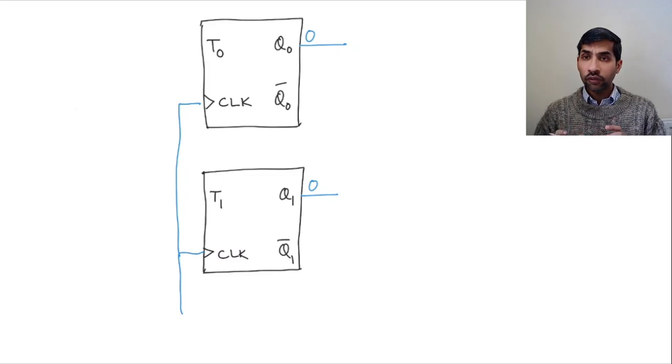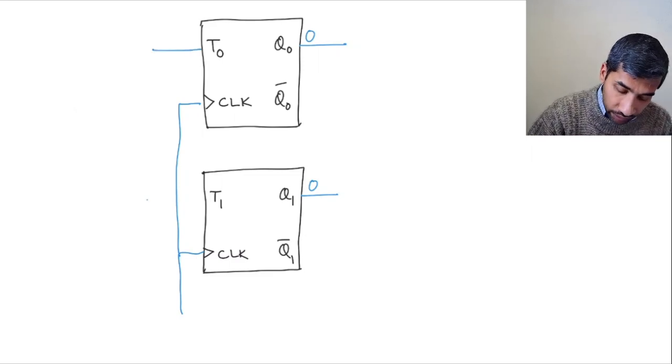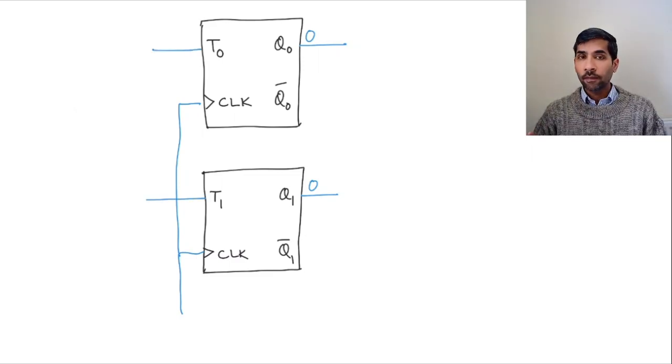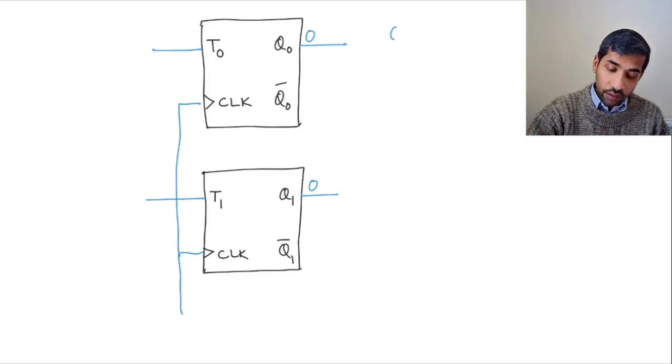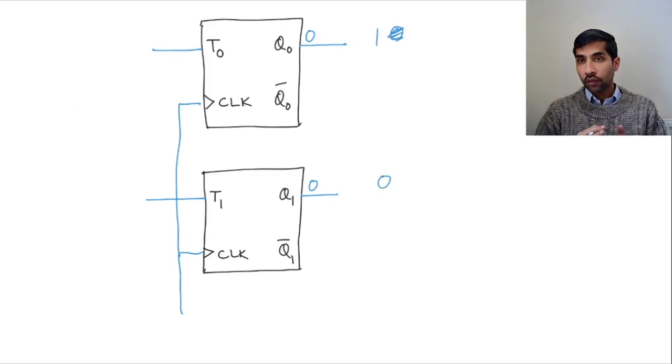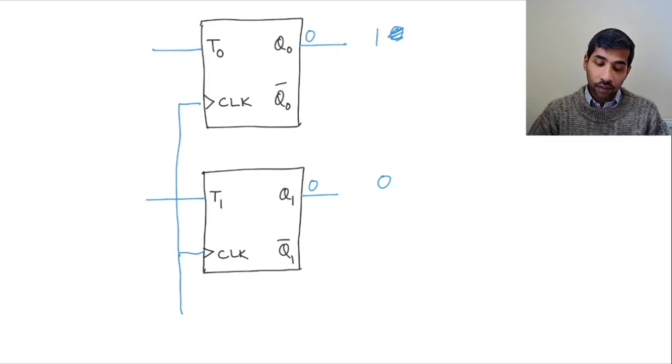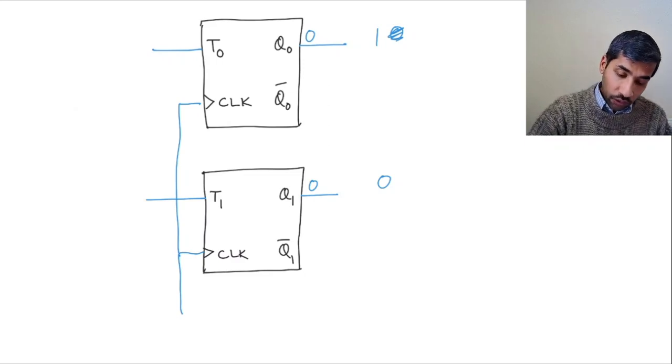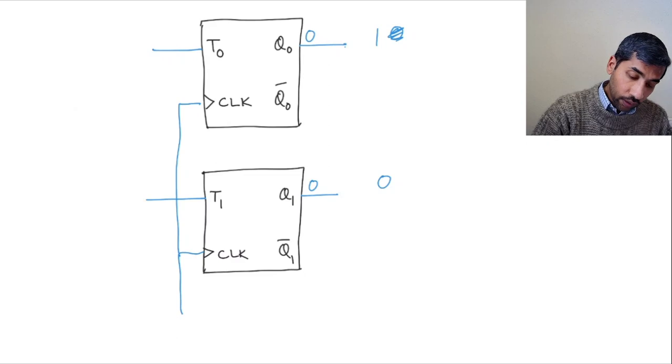You want to use Q0 and Q1 to produce inputs T0 and T1 in such a way that when the next clock comes, your Q0 and Q1 change to 0, 1, right? So the transition from the state 0, 0 to the state 0, 1 happens. So this will happen only when you use this Q0 and Q1 to produce the inputs.